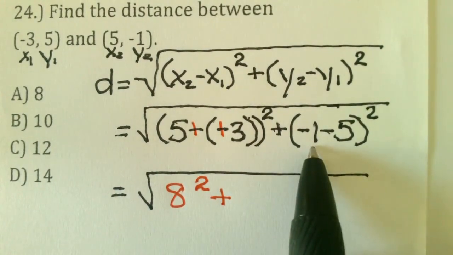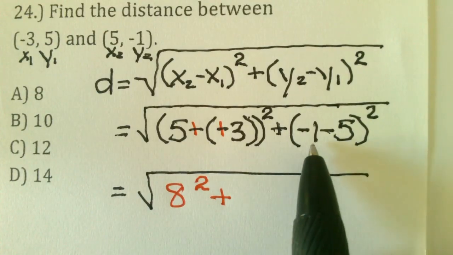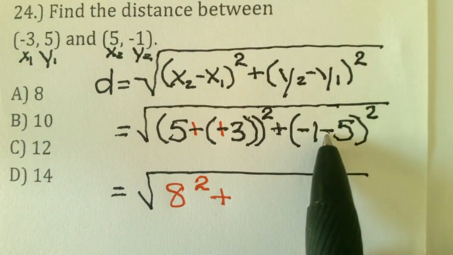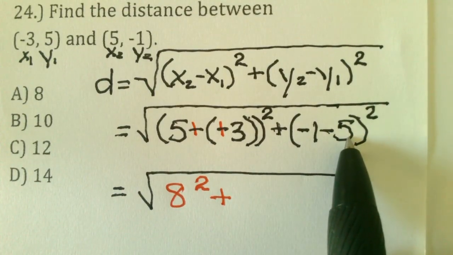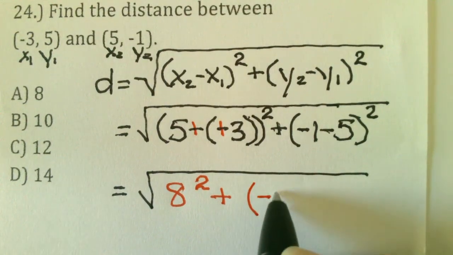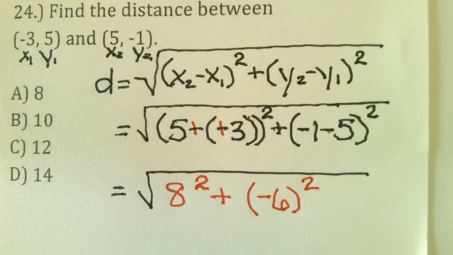Here we have a negative plus a negative 5. Listen to how I say it. Negative 1 plus negative 5. So they're both negative. This minus sign is acting as a negative for this 5. So that in turn gives us a negative 6. And we're going to square that.